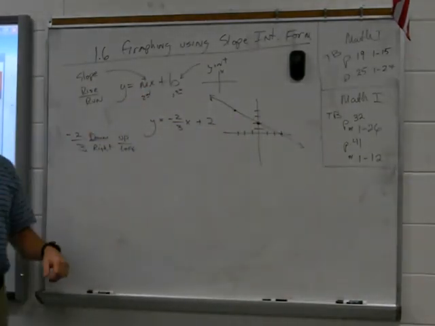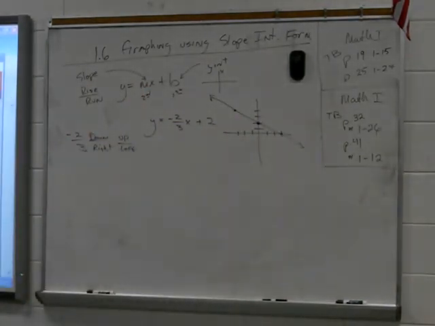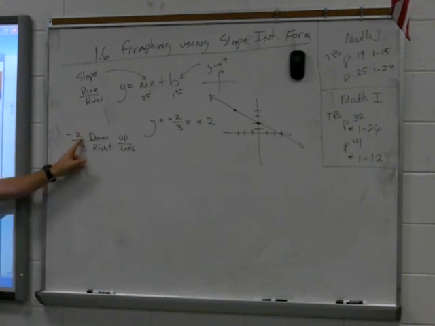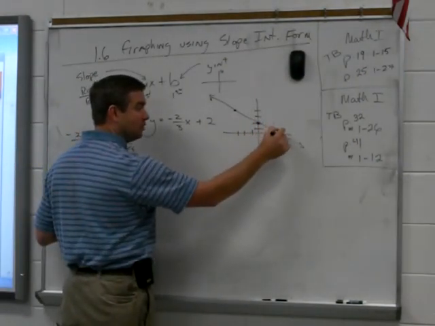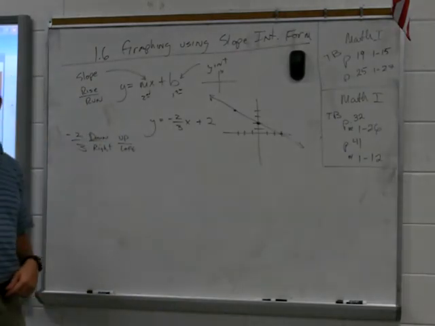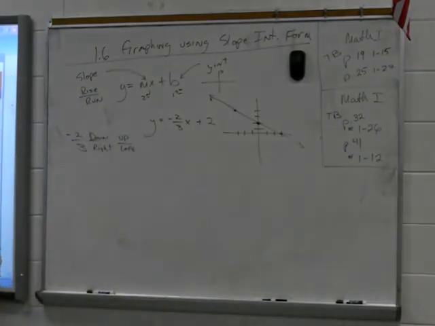Tic-tac. Questions? Could you go right 3 and then down 2? That's fine. You would still end up, watch. If I go right 3, 1, 2, 3, and down 2, I still end up at the same place. Okay, questions? Any questions on this one? Got it all?